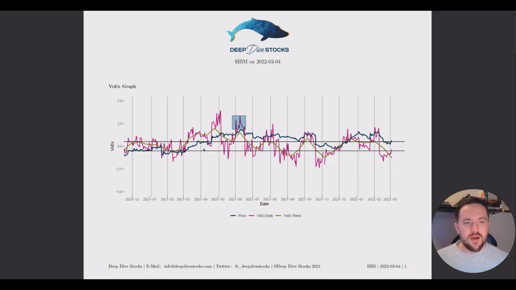Quick recap, VoEx should be hanging out inside of here, right? This is the stability zone. Whenever VoEx moves beyond it, so either above into the inhibition zone or below into the propagation zone, that just means that the stock is unstable, and the two different types, whether it's in the inhibition zone or in the propagation zone, they tend to have different statistically relevant outcomes that happen.